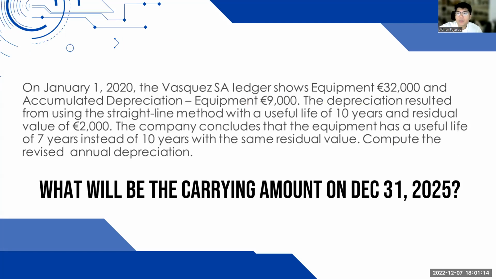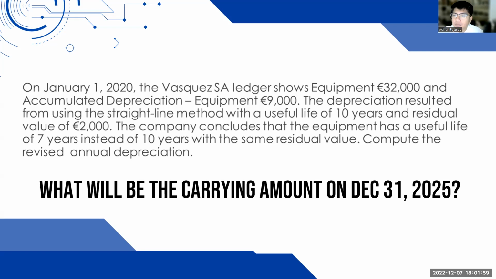So you have this problem wherein Vasquez SA shows equipment at 32,000 and accumulated depreciation at 9,000. The ACDEP of 9,000 resulted from a straight line. So ito yung una nilang policy. Straight line method, useful life of 10 years, residual value of 2,000. But however, during a certain time, the company concluded that mali pala. They want to change the estimate. Yung useful life pala should be 7 years instead of 10 years. But pareho yung residual value. So, what would be the revised annual depreciation? And as an extra question, what will be the carrying amount of December 31, 2025?